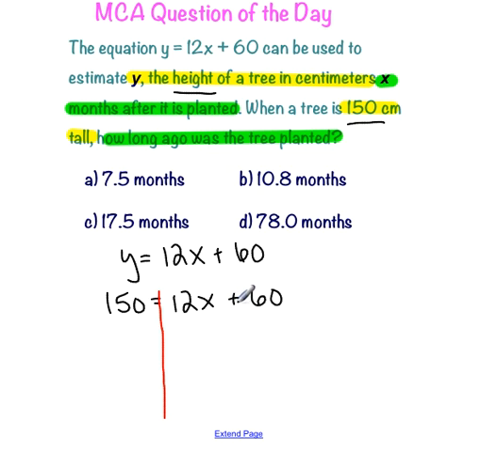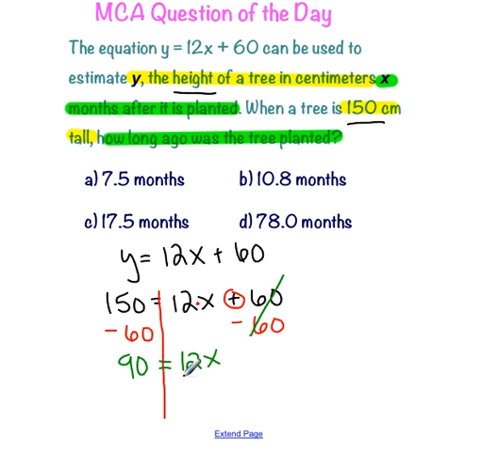When we solve equations, I see a plus sign, and I have a multiplication symbol hidden in here. We always undo addition before multiplication. So to undo addition, I'm going to subtract 60 on both sides. These cancel out. I am left with just 12x. 150 minus 60 is 90.